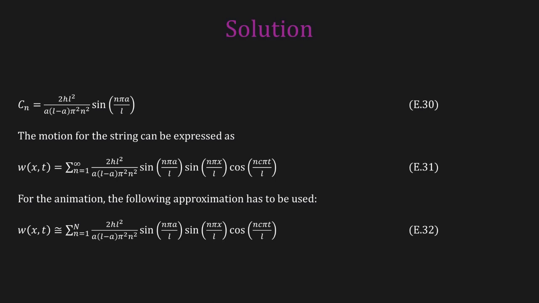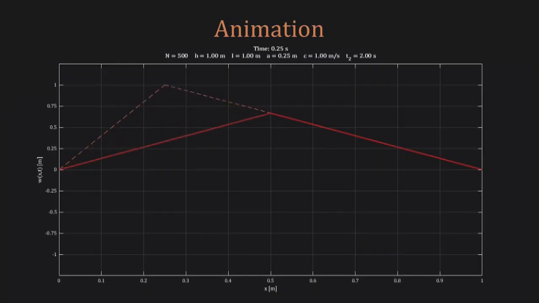Anyway, now for the animation, we will not be summing up to infinity. Instead, we will be summing up to a number of terms, capital N. The larger this capital N gets, the better this approximated solution gets. For this section, I'm presenting you a series of animations featuring different values for all the parameters. This will allow us to analyze the behavior of the string under varying conditions.